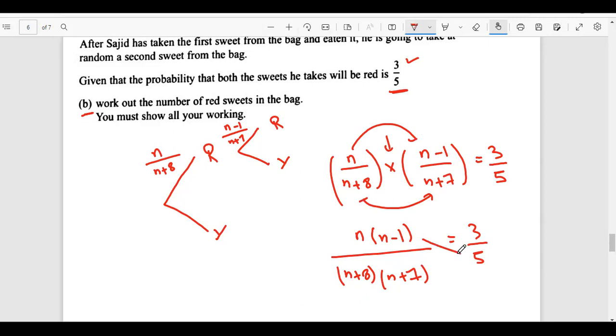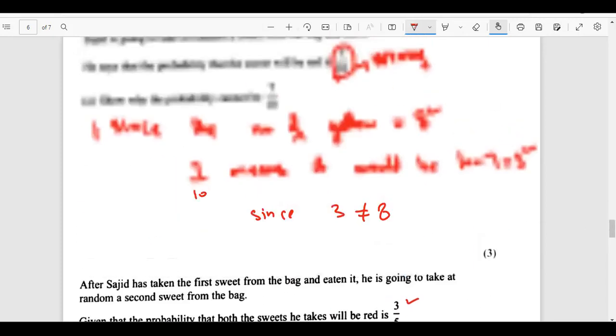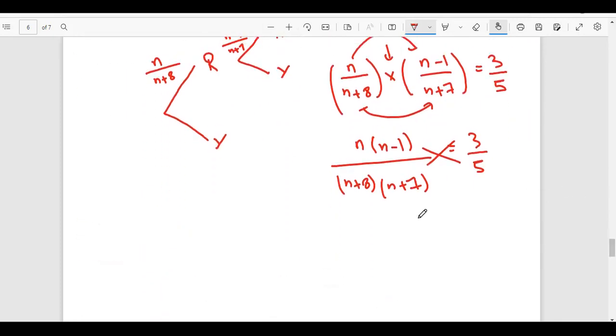Now I can cross multiply. So this would be 5n(n minus 1) equals 3(n plus 8)(n plus 7). Okay, now you need to expand both sides and simplify this. This would give you a quadratic equation, and then you need to find the value of n. Do you get it?